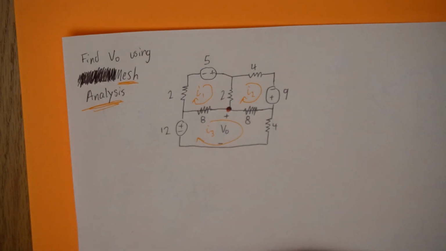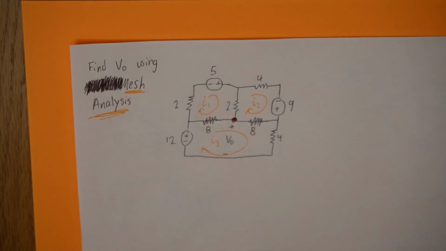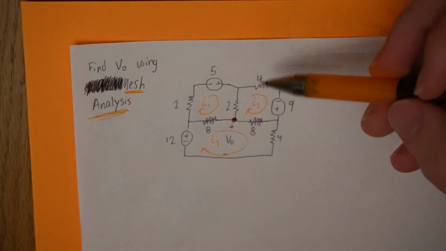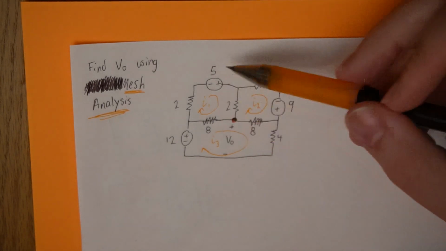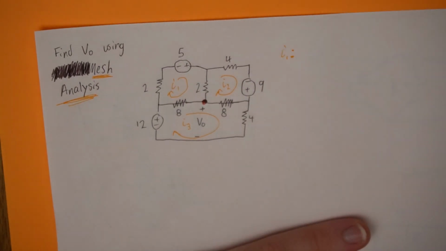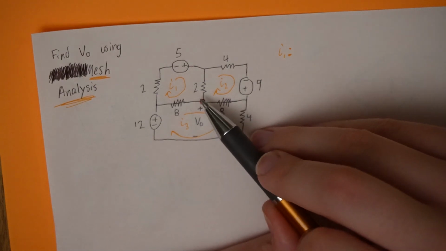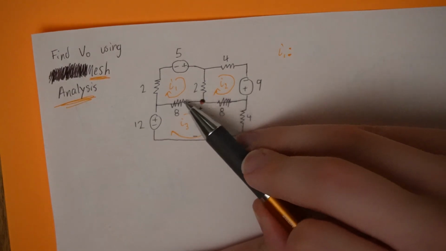But it asks us to use mesh analysis, so before I even worry about finding the output voltage, I should be looking for the mesh currents. So for each of the meshes, we're going to write a KVL, Kirchhoff's voltage law, for a loop. So for I1, we'll go around the loop starting in the bottom right corner. That's just how I do my problems. I'm going to loop around.